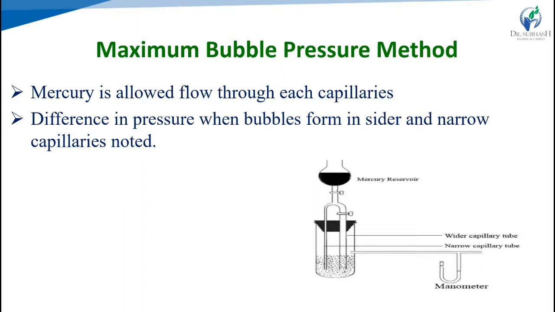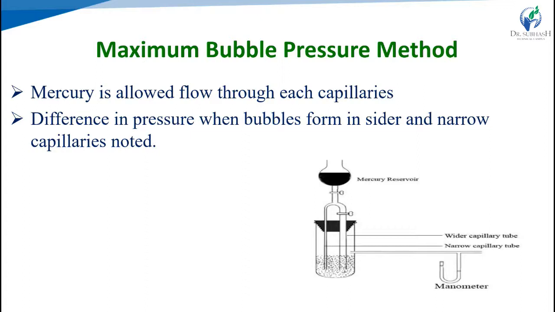Next, the bubble pressure method. In this method, air pressure is applied slowly through a capillary tube dipping in the test sample or experimental liquid, so that a bubble is formed at the end of the capillary. Slowly the bubble grows and it becomes hemispherical.